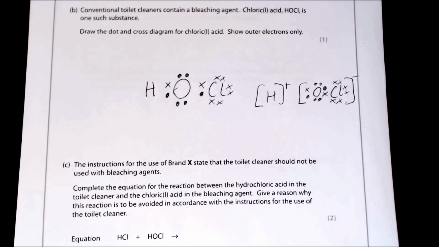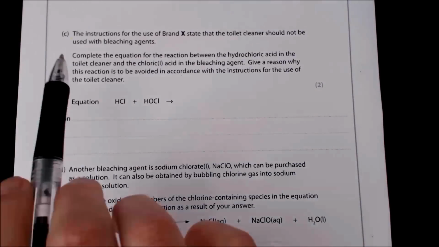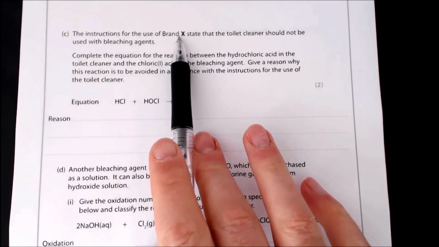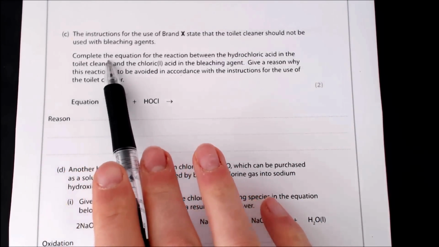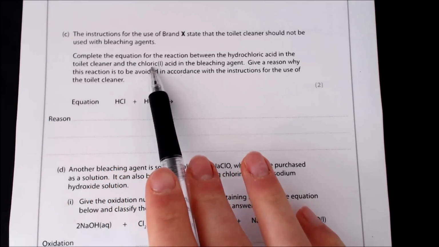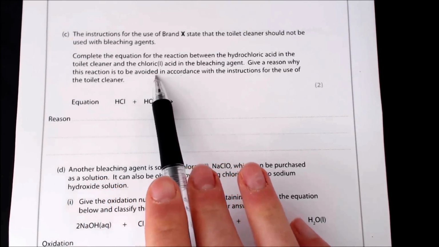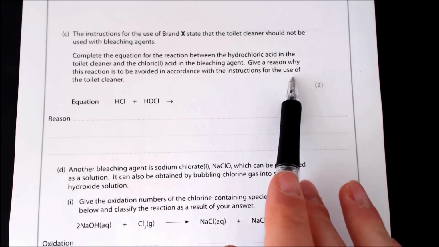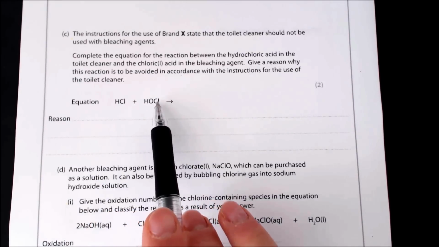And then part C. It says the instructions for the use of brand X state that the toilet cleaner should not be used with bleaching agents. Complete the equation for the reaction between the hydrochloric acid in the toilet cleaner and the chloric acid in the bleaching agent. Give a reason why this reaction is to be avoided in accordance with the instructions for the use of the toilet cleaner. Right, so we've got HCl and HOCl.